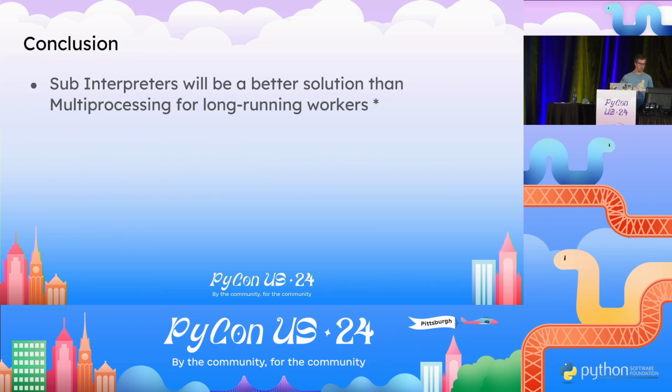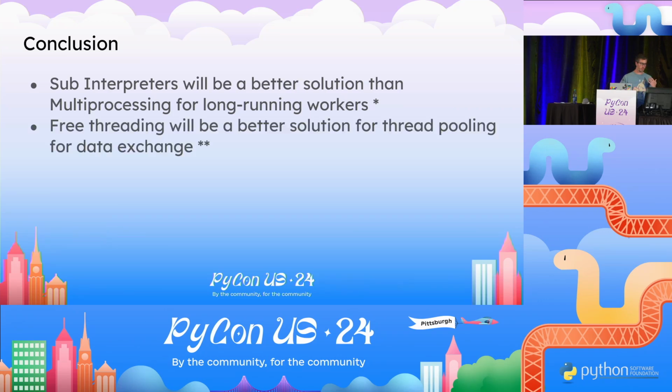So in conclusion, I think that subinterpreters are a better solution for multiprocessing, or parallelism, for long-running workers like the one I just demonstrated. I think for a web app, this is a perfect solution. I think free threading would be a better solution for where people have created thread pools and they have a specific task they can easily segment and they need quick data exchange between them.